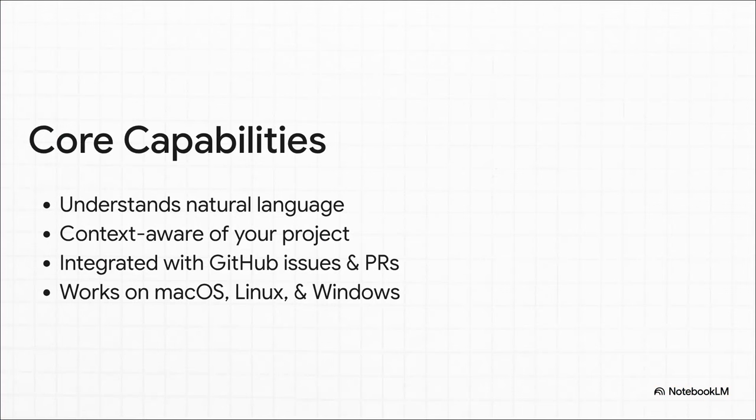So what's really under the hood here? First off, it understands natural language. That frees you up from having to memorize all those obscure flags and syntax. It's also context-aware, which is huge. It doesn't just guess, it actually reads your project files to give you truly relevant advice. And this all ties directly into your GitHub issues and pull requests, and yeah, it works across macOS, Linux, and Windows. It's a real powerhouse.